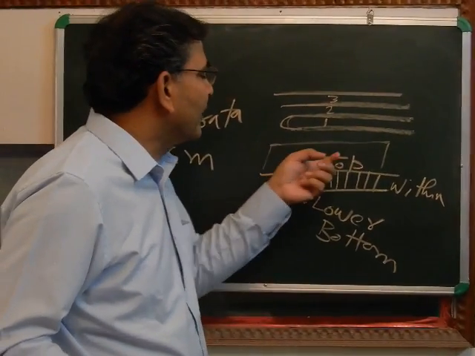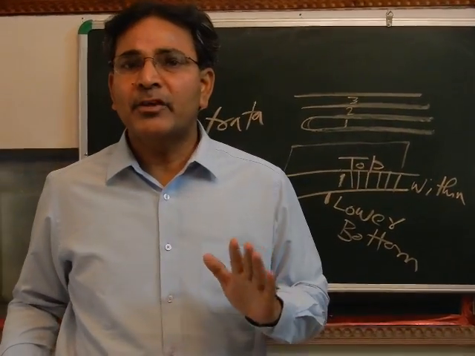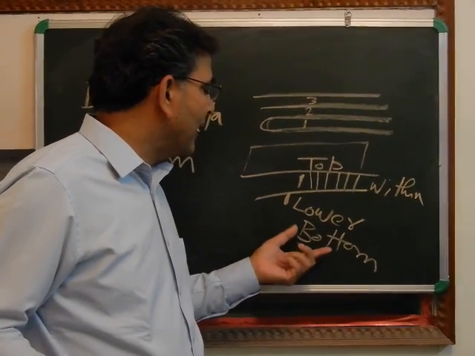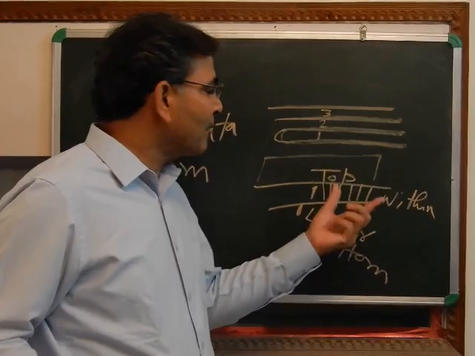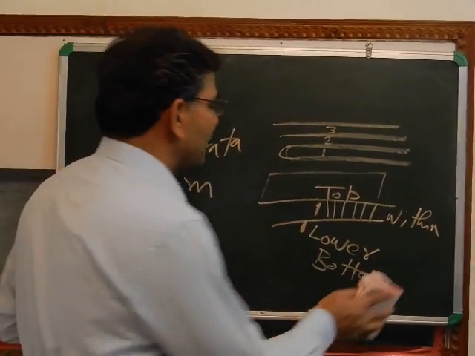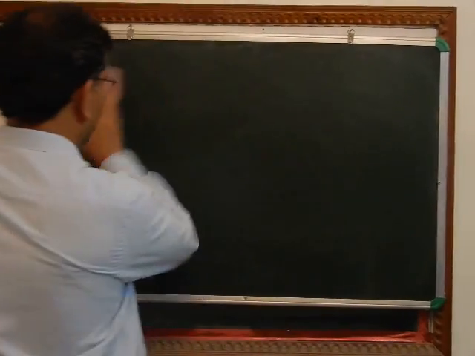There are three positions in a bed: the top part, the bottom part, and within the bed. It means there are certain sedimentary structures which are preserved at the bottom of the bed, certain sedimentary structures which are preserved within the bed, and certain sedimentary structures which are found at the top surface of the bed.